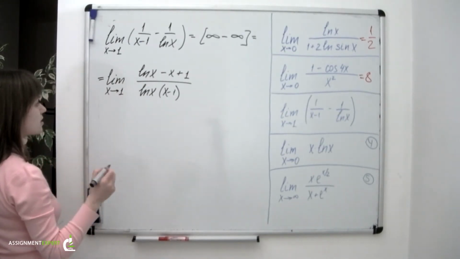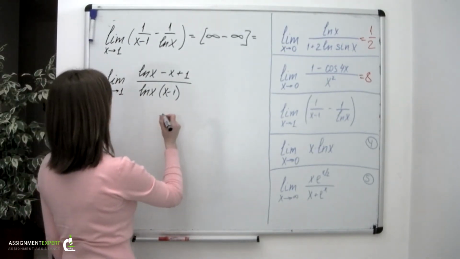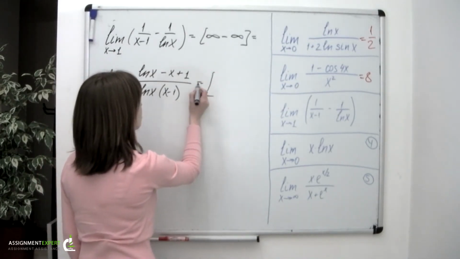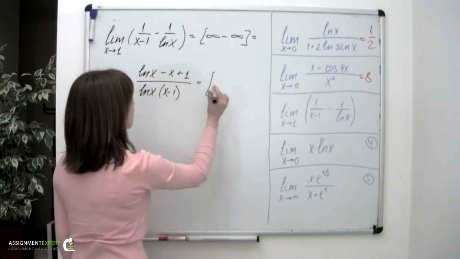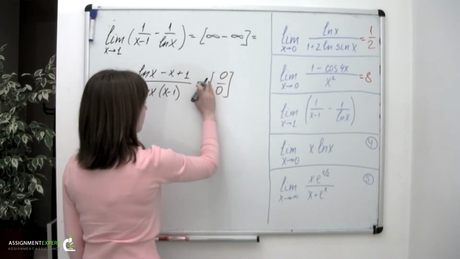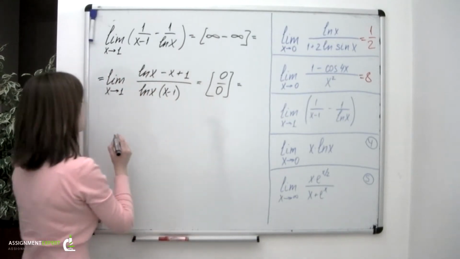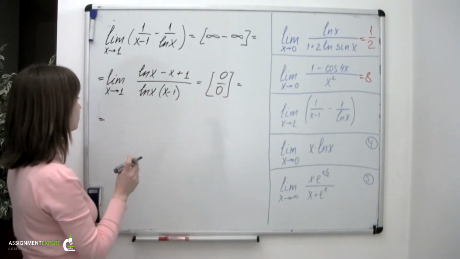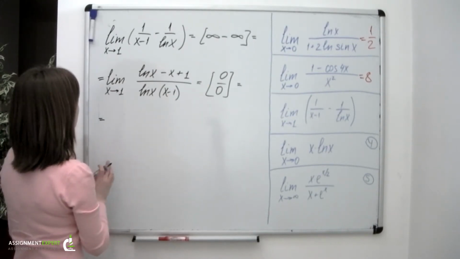And this time we have the indeterminate quotient of the form 0 over 0. So this means that now we can apply L'Hopital's rule, and that's what we're going to do.